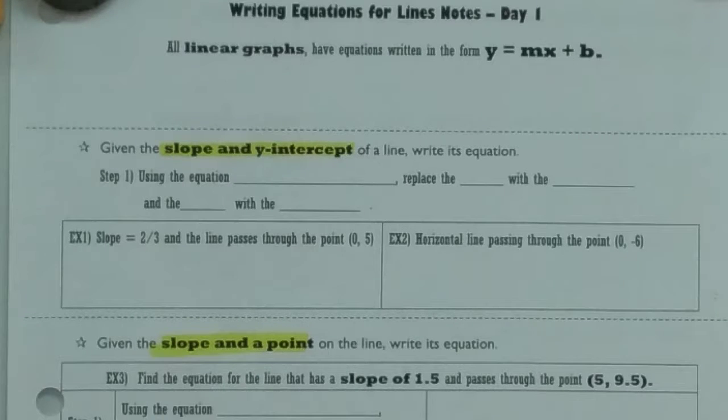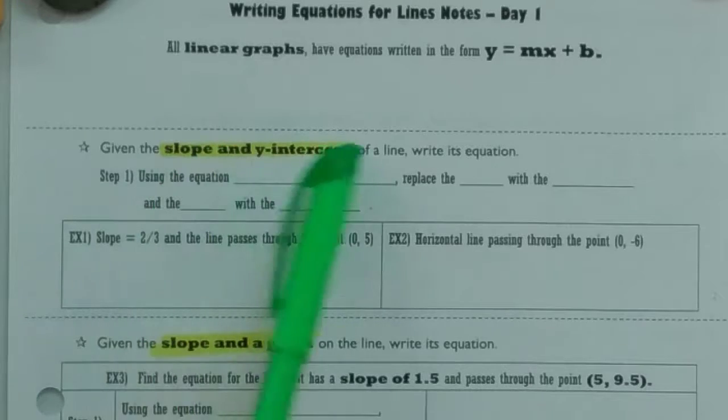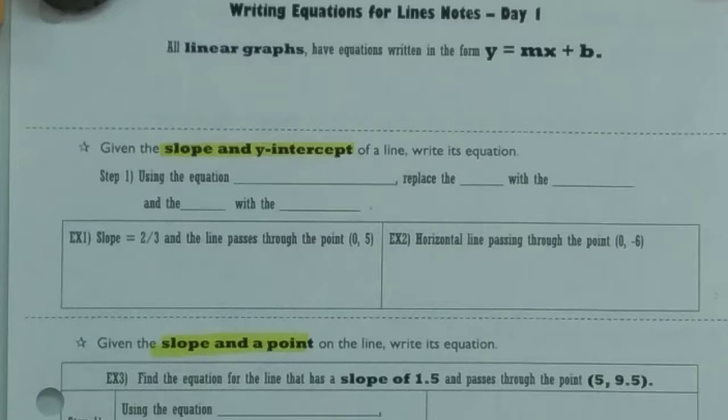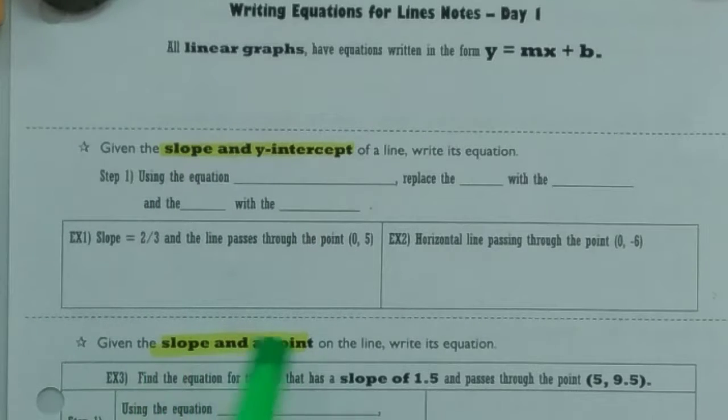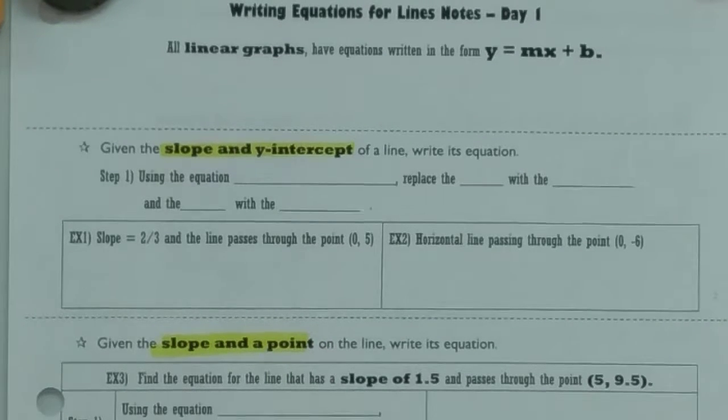Today we're going to look at writing equations for lines in two different situations. When we're given the slope and the y-intercept, which we've done a lot of already, and when we're just given a slope and a point that's not the y-intercept, which will be your new information for today.